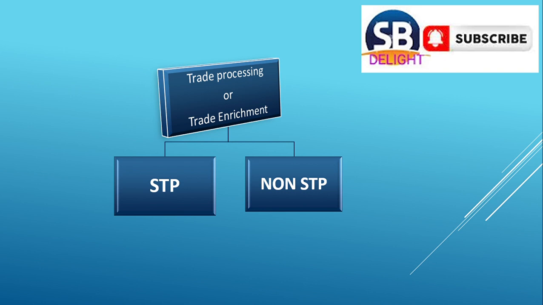If it is valid, no issues. If not valid, again the trade will get stuck in the flow. Then only the trades will clear in the system. This is called trade processing or enrichment. This is the most important part in trading.